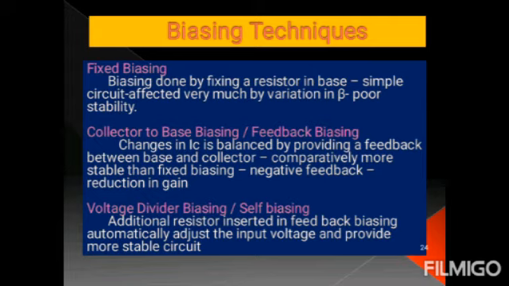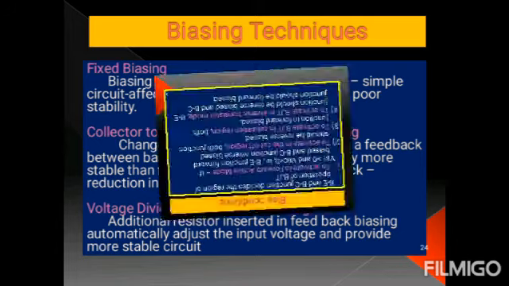In this one, the changes in the IC are balanced by providing a feedback from the output to the input. Okay, negative feedback is given, so if there is any change in the IC value, it will reduce the gain value. Okay, next one is voltage divider bias or self bias. An additional resistor inserted in the feedback biasing automatically adjusts the input voltage and provides a more stable circuit. Okay, these three are the biasing techniques we are going to discuss.